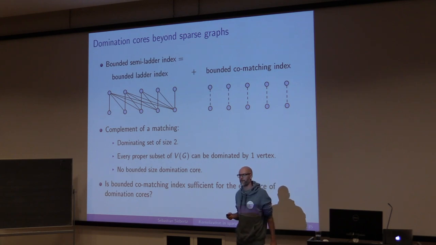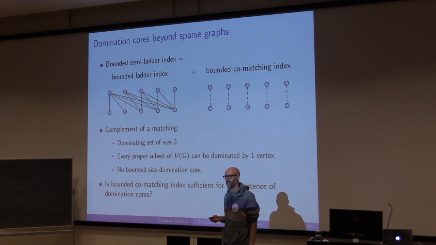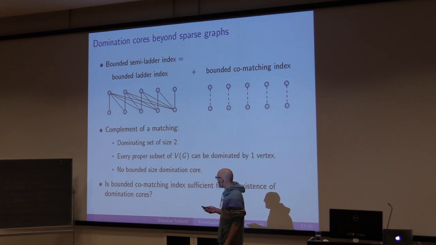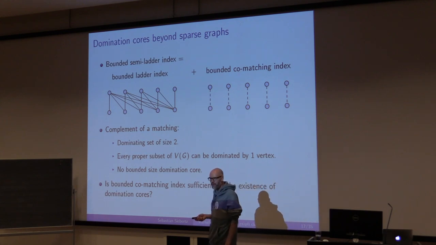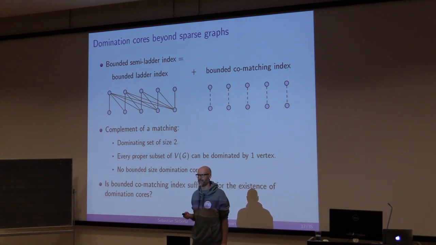Are there natural examples of classes that have bounded co-matching index but not bounded ladder index? Yes, I'm coming to this now. Actually, the co-matching is a super simple graph class, and we can handle this in another way.